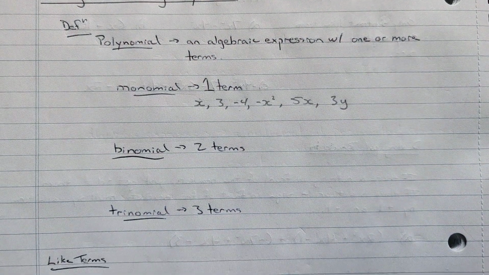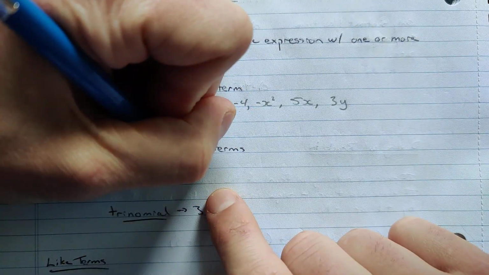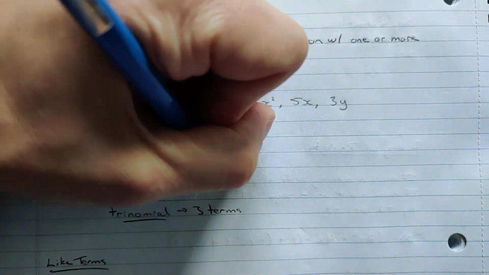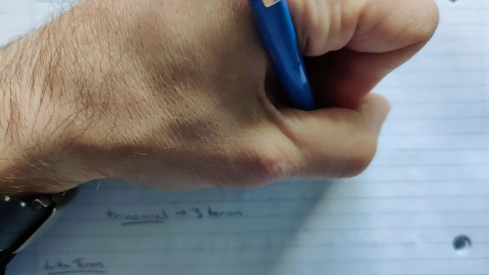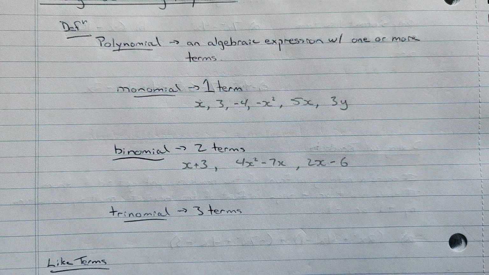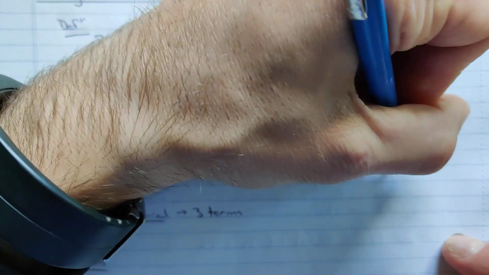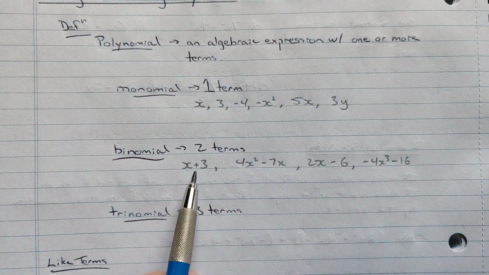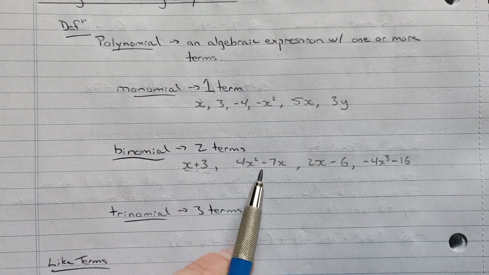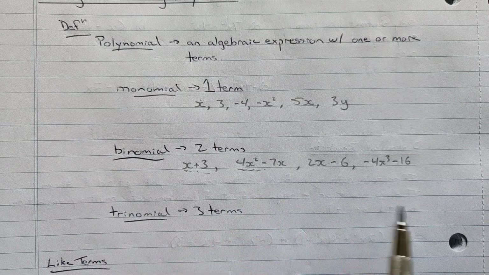Now some examples of a binomial. Bi meaning two, like bicycle, 2 wheels, binomial, 2 terms. You could see something like x plus 3, or maybe 4x squared minus 7x, or 2x minus 6. These would be examples of binomials. Just for a negative one, we could have negative 4x cubed minus 16. Again, all examples of binomials. There's 2 terms, separated by the plus or minus sign. There's the multiplication making that a term, and the multiplication making that a term, separated by a minus sign. So we have 2 terms in each of these.